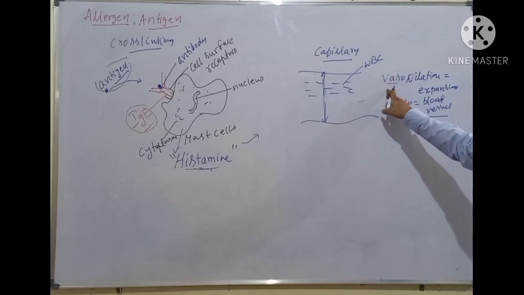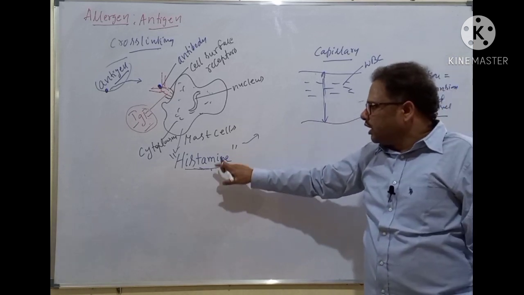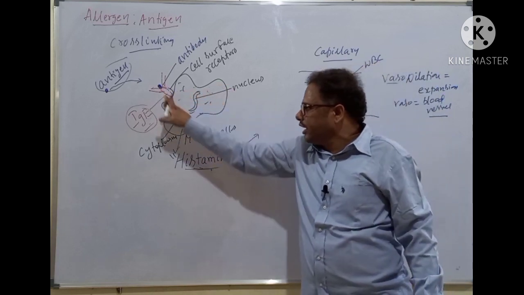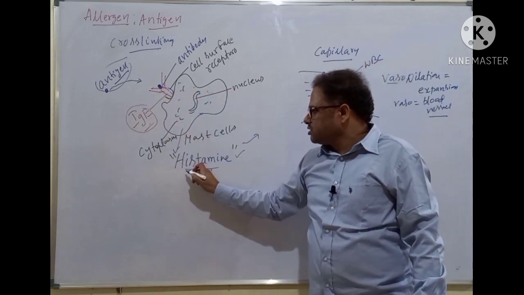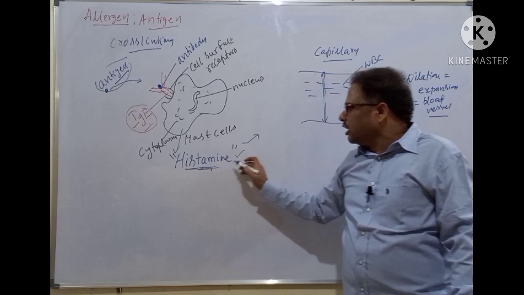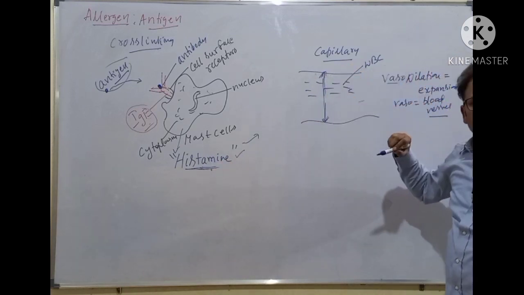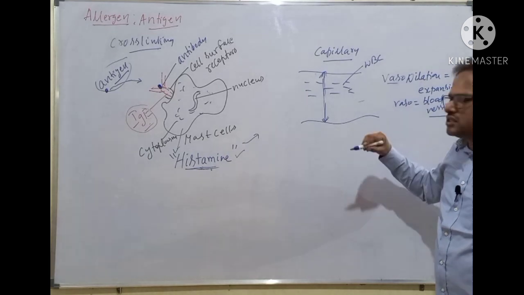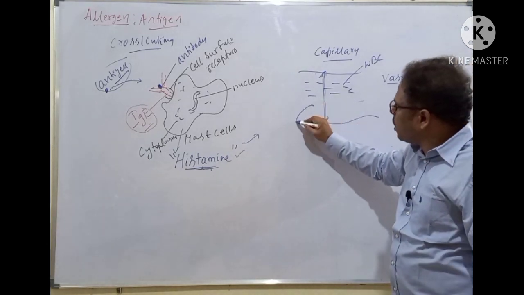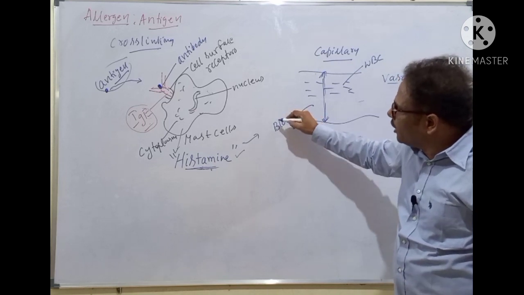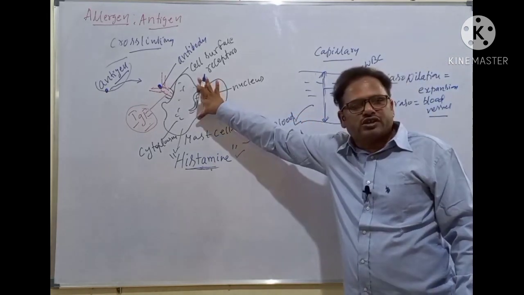Why is the vasodilation happening? Because of the release of histamine by the mast cell. Because of this cross-linking, the mast cell responds by the secretion of histamine. Immediately the histamine causes vasodilation. Expansion is there. When there is an expansion, there is a release of which one? Blood. More release of blood into this site, because it's a site of infection now.